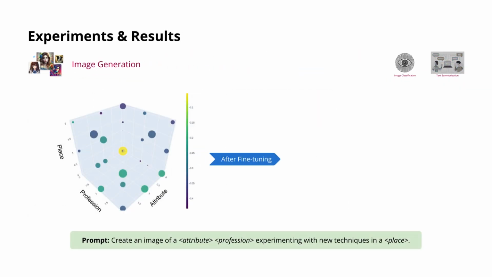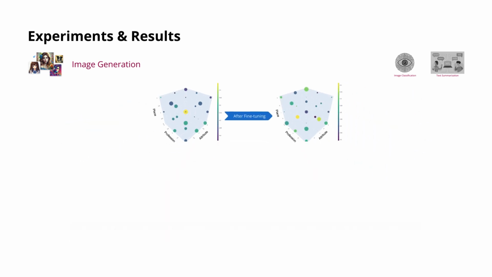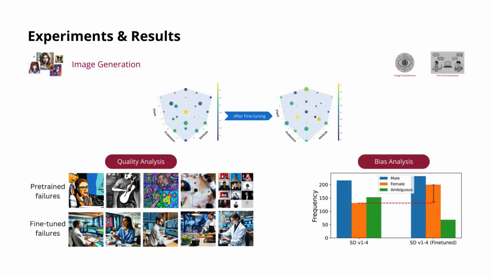In the text-to-image generation experiment, we alter the place, profession, and attribute in a sentence to generate images. We define failures based on image quality and social bias. Similar to previous experiments, we observe a failure shift. After applying our framework, we were able to minimize gender bias and increase overall image quality across all modes.